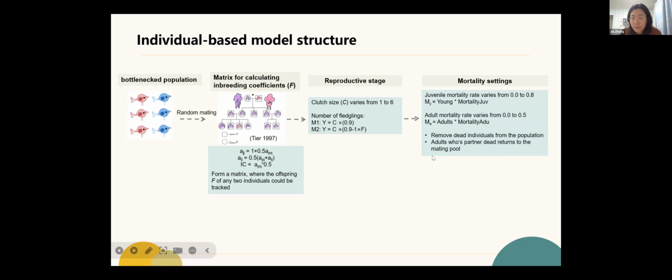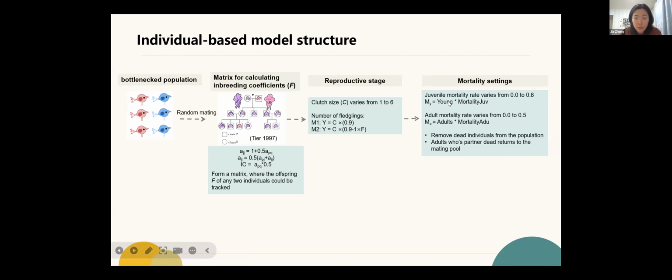And then we go to the mortality stage. Here we allow the juvenile mortality rate to vary from 0 to 0.8. So you can imagine that every season we have a lot of new juveniles being produced.